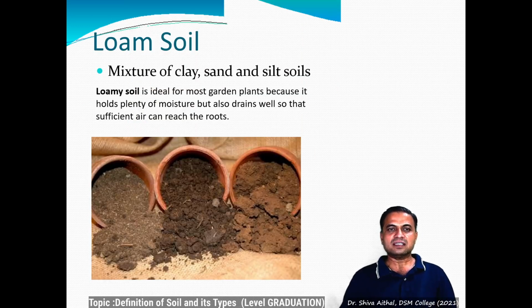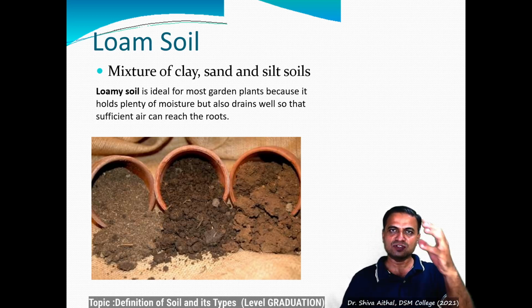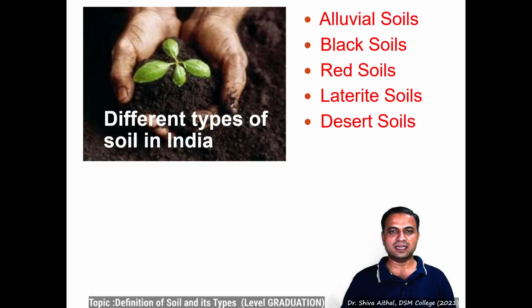The mixture, as I said, of clay, sand and silt is called loam. Loamy soils are ideal for most garden plants because they hold plenty of moisture and also drain the water very well so that sufficient air can reach the plant and the roots. So this is loam soil, types of soil.